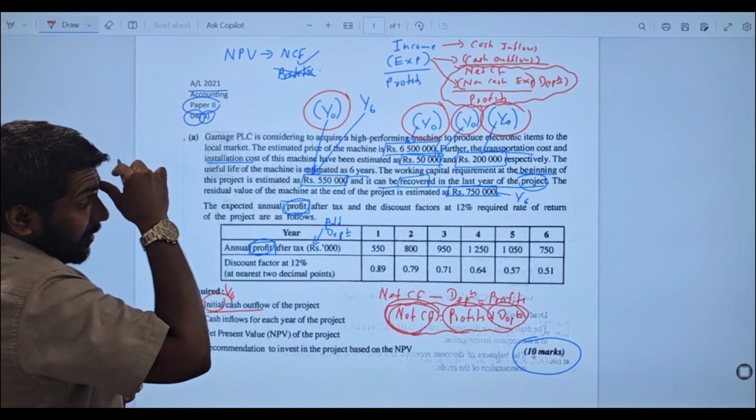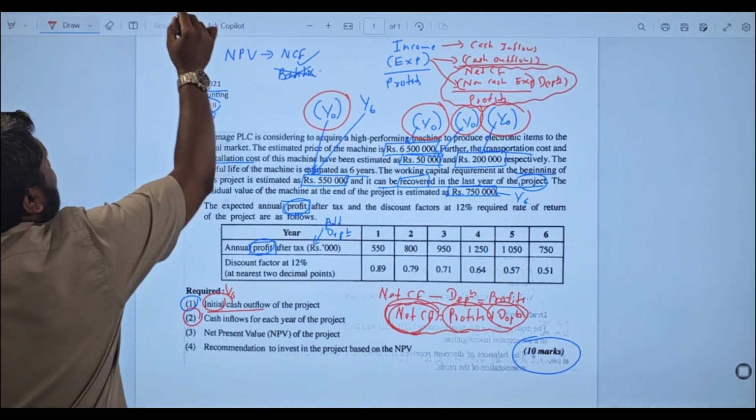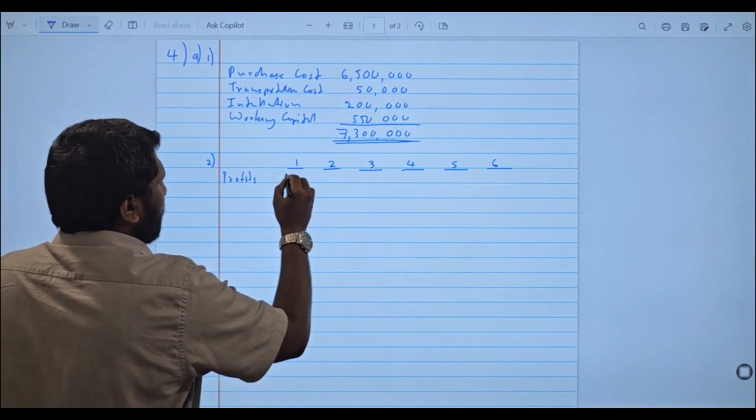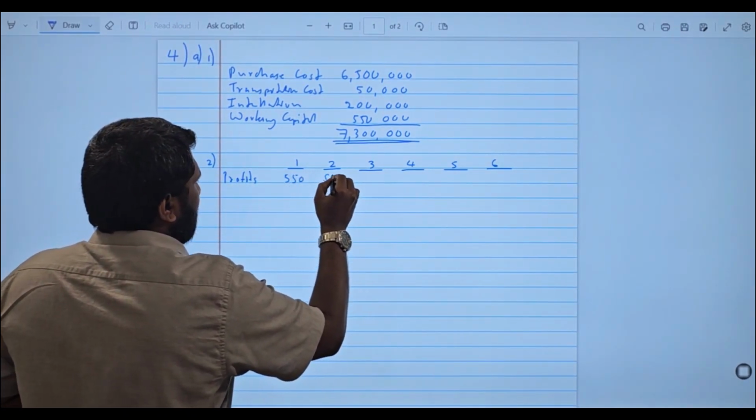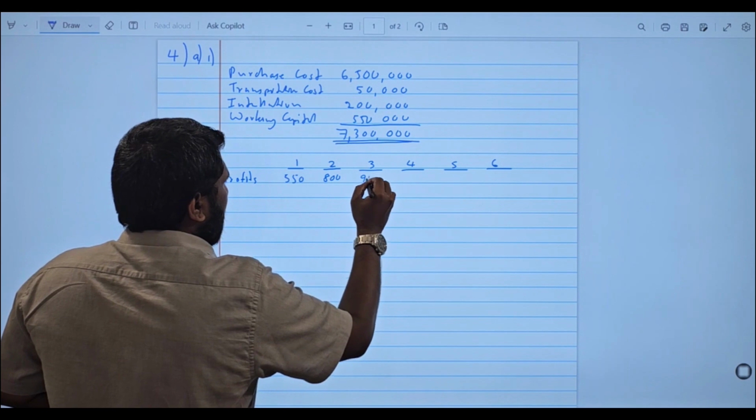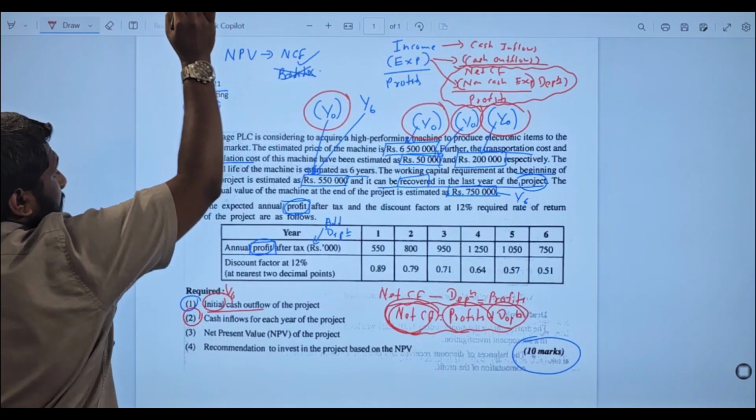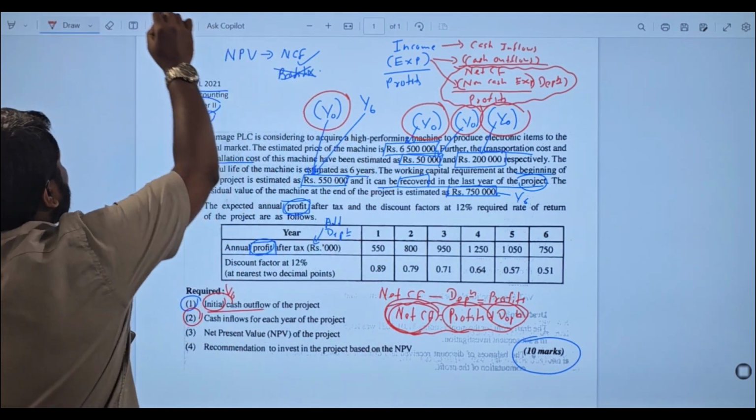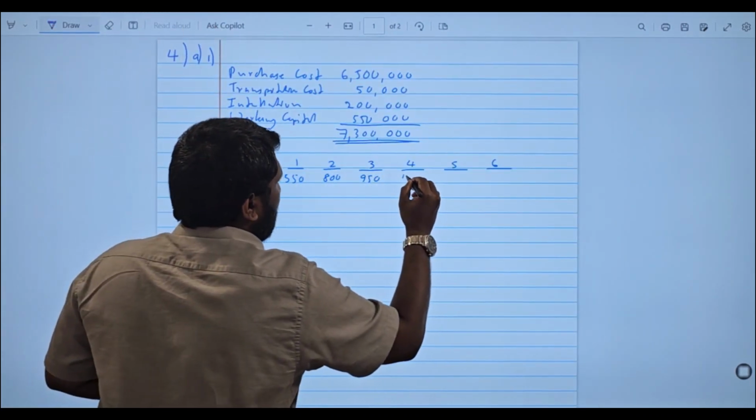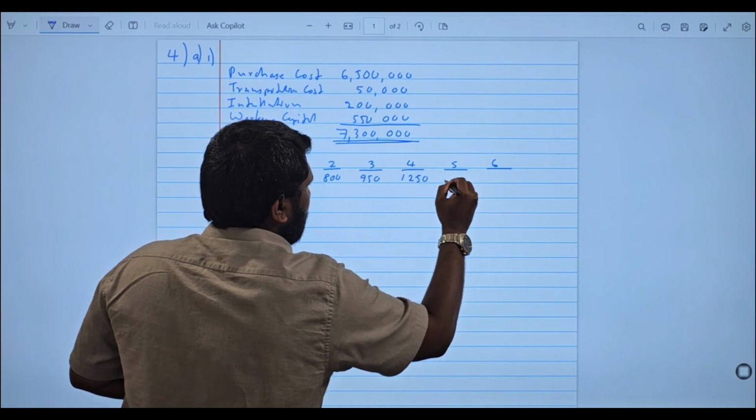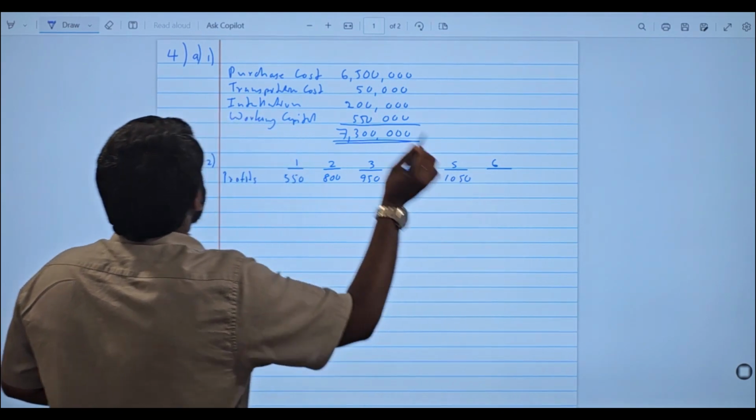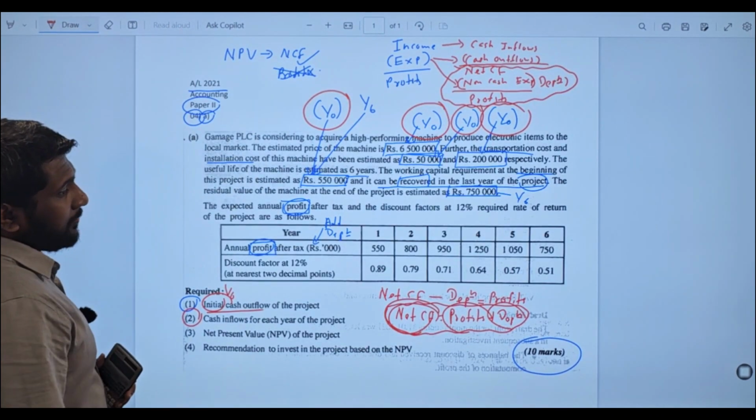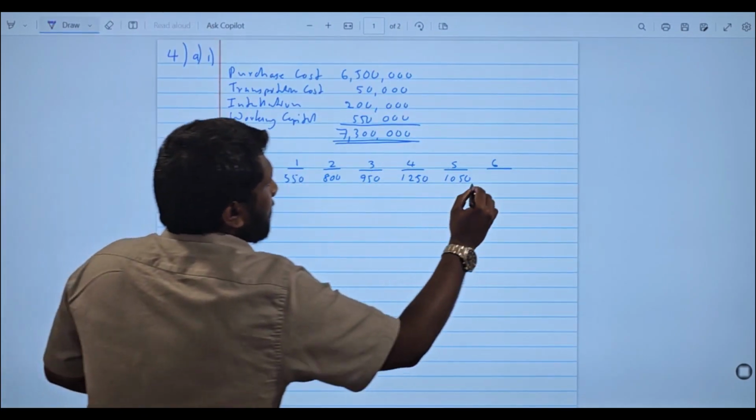So let's write the profits: 550, 800, 950, 1250, 1050 and 750.